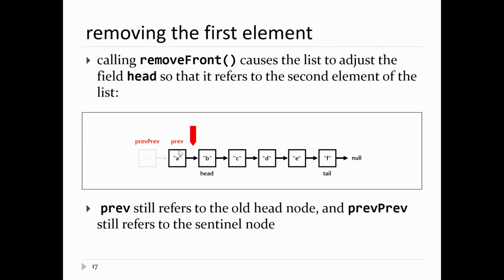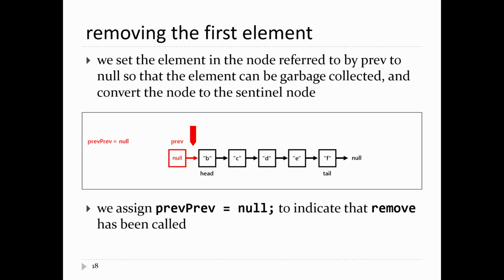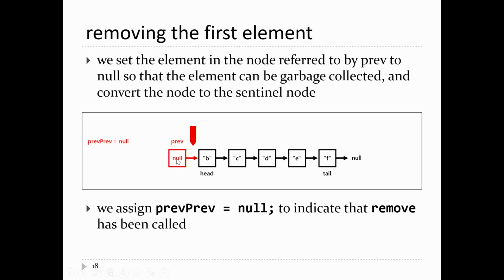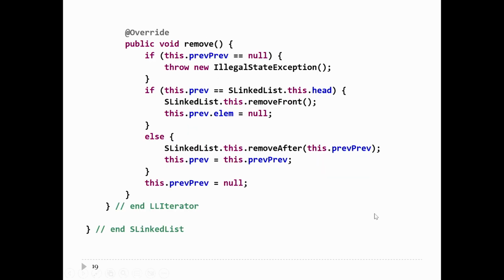Previous still refers to the old head node. Previous.previous refers to the sentinel node. So that's not what I want. What I want to do is set the element in the node referred to by previous to null. So I want to convert that node there to the new sentinel node, and then get rid of the old sentinel node. I can convert that to a new sentinel node just by setting its element to null. I can get rid of the old sentinel node just by setting previous.previous to null. And when I do that, that also indicates that remove has been called. And so your code for remove looks as follows.